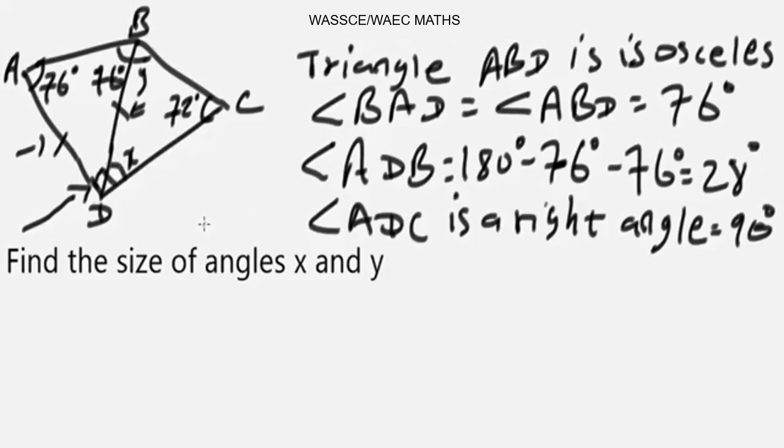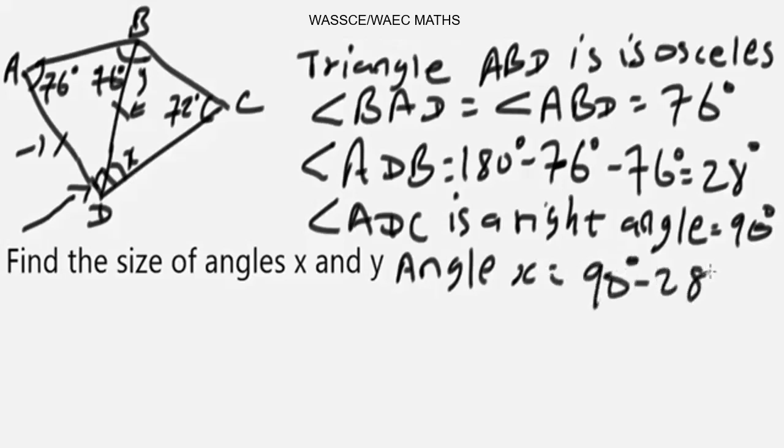So since we have it, our angle x will be 90 degrees minus 28 degrees. So when you punch it in a calculator, you have 62 degrees. So that's the value for angle x.